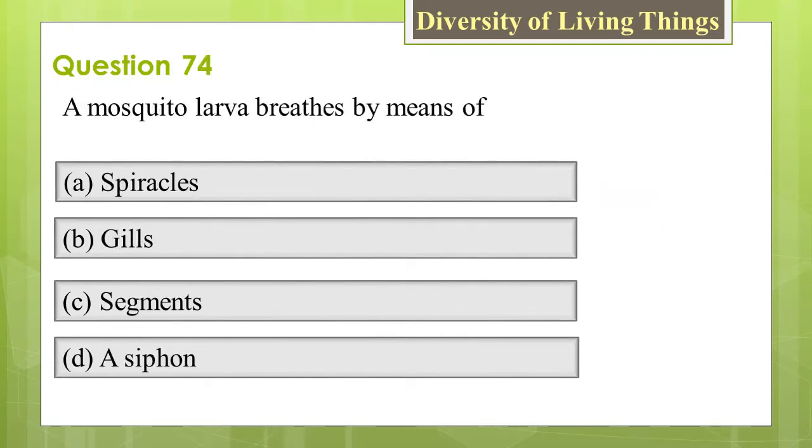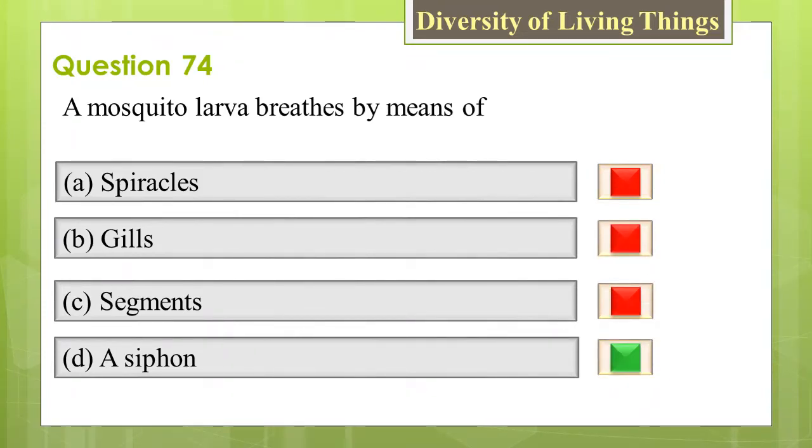Question 74. A mosquito larva breathes by means of A. Spiracles, B. Gills, C. Segments, D. Siphon. Which of the following alternatives is a correct alternative? The correct alternative is D, siphon.